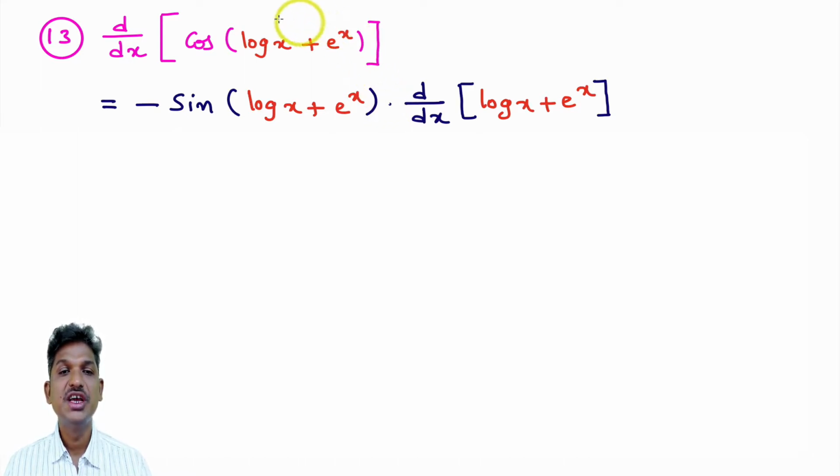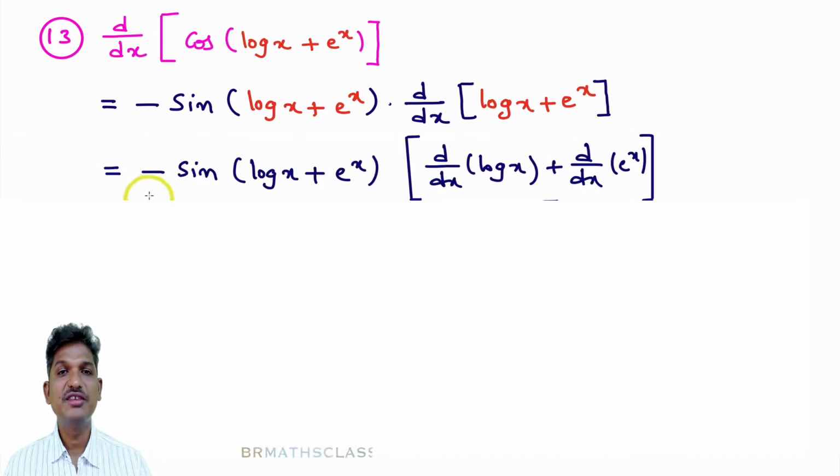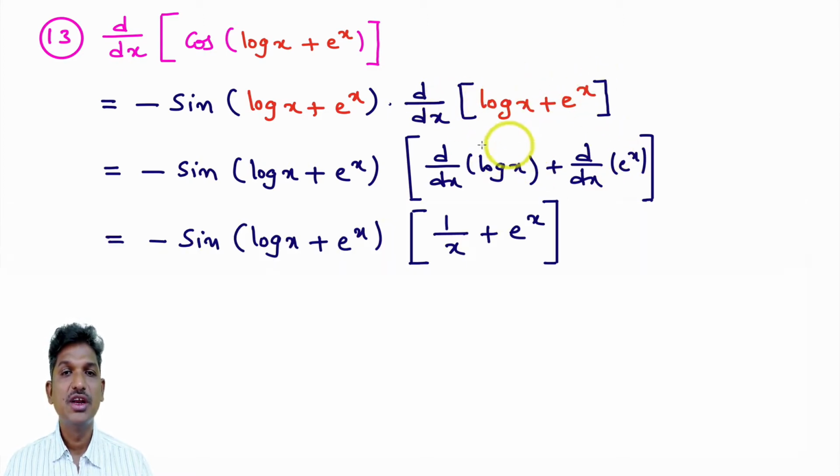need to differentiate it. You imagine this log x plus e power x as x. So d by dx of log x plus e power x. I hope you are understanding. Further, if I simplify, this part will be as it is, minus sin of log x plus e power x, into, how to differentiate this? We differentiate each and every term. We know the derivative of u plus v formula: derivative of u plus derivative of v. So derivative of log x plus derivative of e power x.